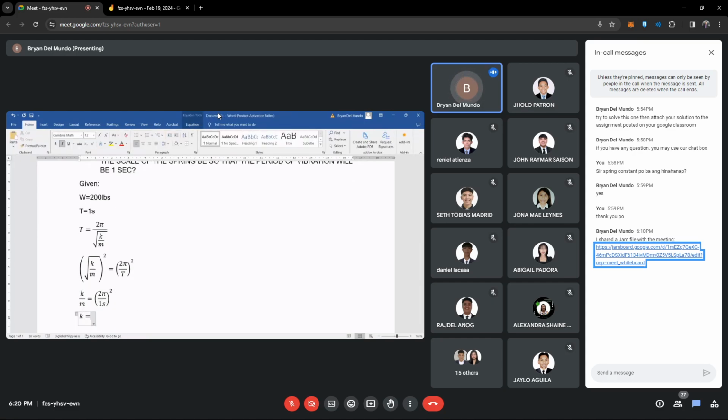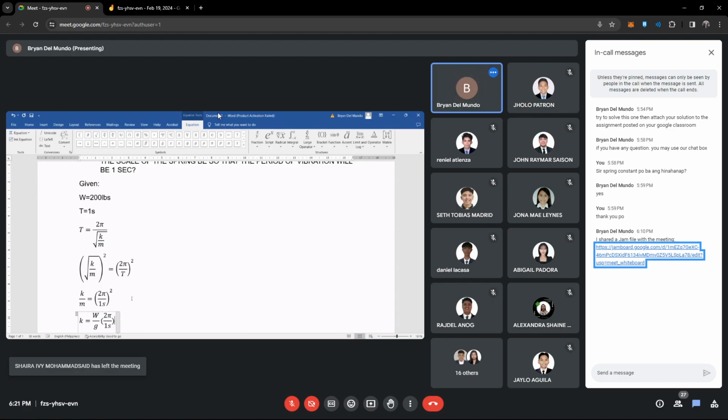So k equals m. Since our given is weight, we have here weight over g, so that we can evaluate the mass. So para makuha natin yung mass, we're just going to divide yung ating weight dun sa kanyang acceleration due to gravity. So this one is 2 pi over 1, squared.